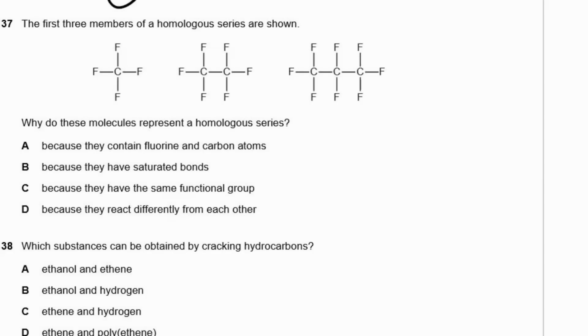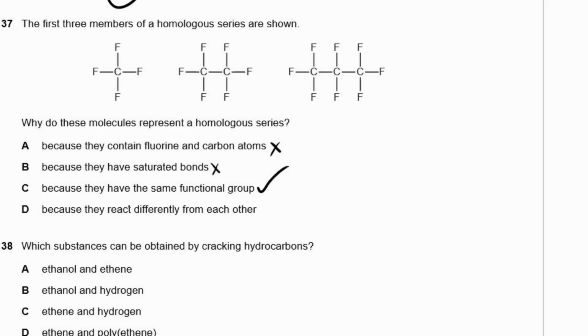Question 37. The first 3 members of a homologous series are shown. Why do these molecules represent a homologous series? Okay, so because they contain fluorine and carbon atoms. Nope, that's not enough. They have to be in the same proportions. Because they have saturated bonds. Nope, there's a lot of things with saturated bonds that wouldn't be in the same homologous series. Because they have the same functional groups. So homologous series always work with functional groups. So I'd say the answer is C.